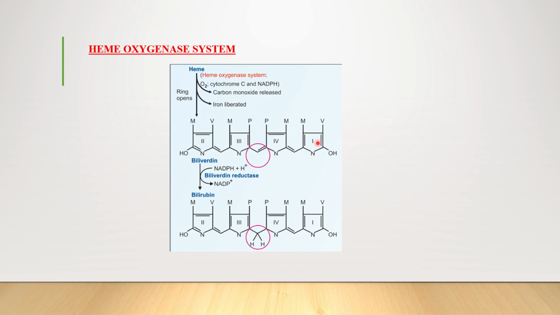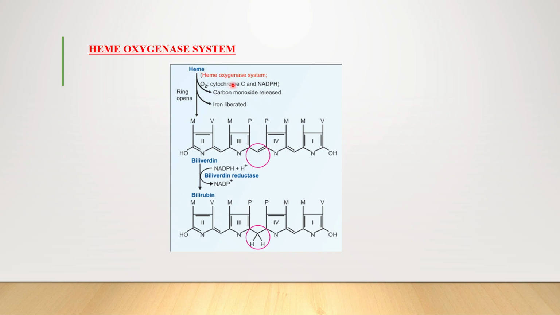As you can see in this picture here, the heme portion is acted on by the heme oxygenase system, and that requires oxygen, cytochrome C and NADPH. Oxygen, cytochrome C and NADPH. So this is an important point to be remembered.